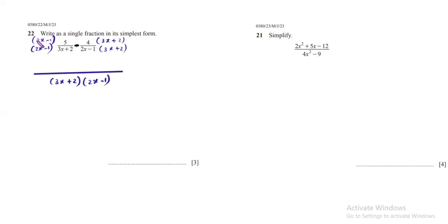I have 2x minus 1 gets multiplied with this 5, so I can write it as 5 times 2x minus 1. I have this 4, and it gets multiplied with this 3x plus 2, but it gets subtracted.